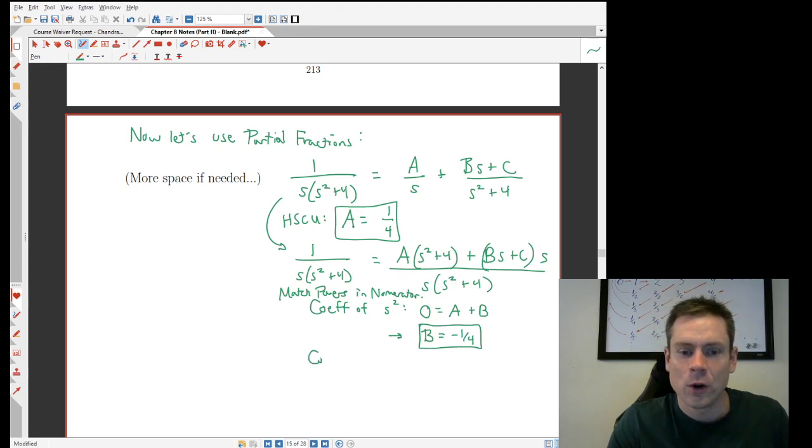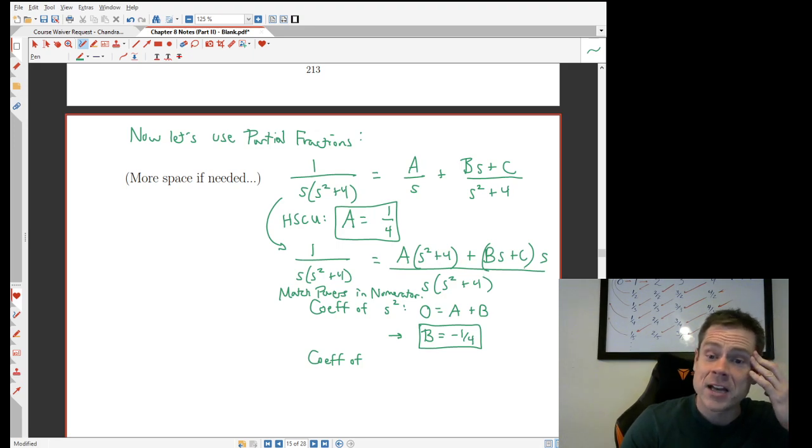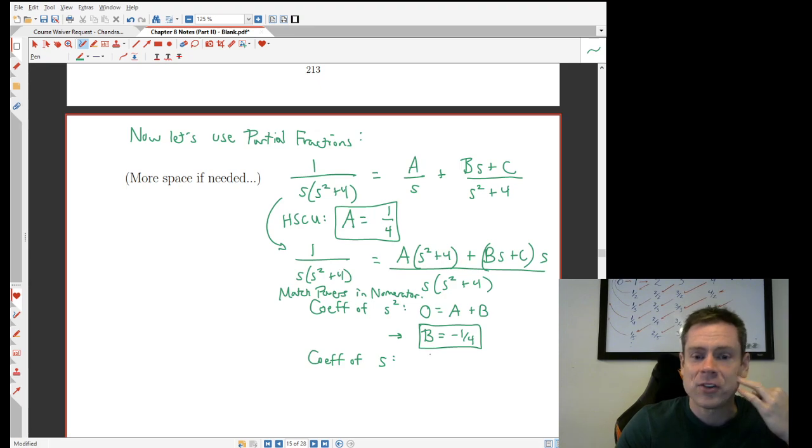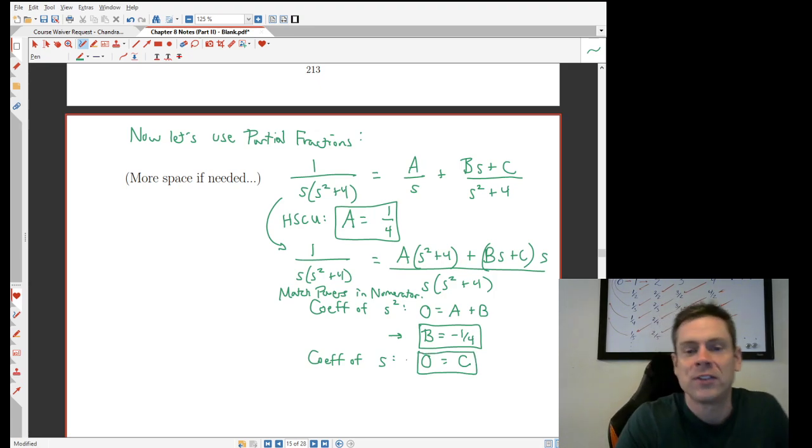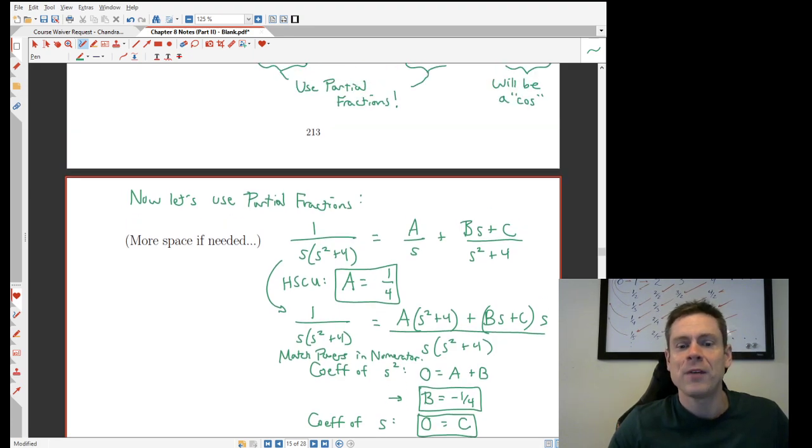Okay, and the coefficient of c is attached to s, so let's look at the s terms. On the left I have 0, because I only have a 1 on the top there, so I don't have any s or s squared, so the coefficient of s is 0 on the left, and on the right the only s term is cs. So what's really nice here is that we do have a 0 for the c, so that makes things a little bit better. But we have a little bit of work to do.